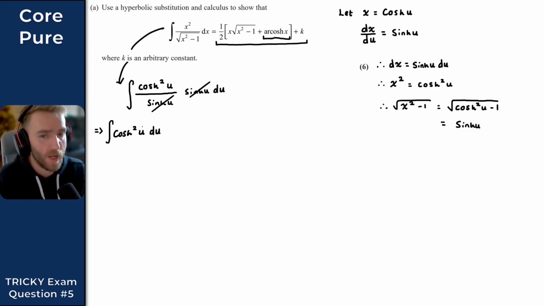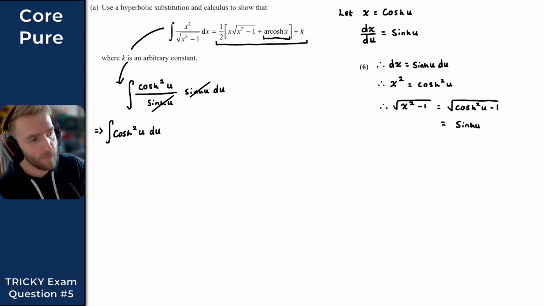Okay. Now, this integral here, unfortunately, I can't just go straight into integrating. That's not something that I can just integrate on the spot. However, what I can do here is use our trig identities, right? Now, I don't know the identity here for cosh squared u off the top of my head. I wish I did, but off the top of my head, I don't.